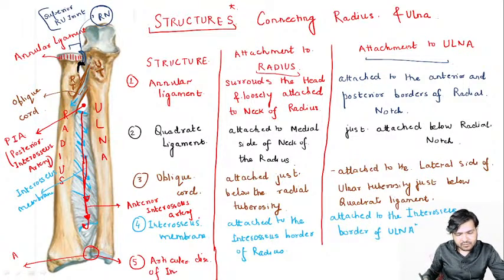Articular, yeah, write down articular disc of inferior radio ulnar joint. RU joint लिख रहा हूँ, आप लोग पूरा लिखेंगे, I don't have space. Articular disc of inferior radio ulnar joint.